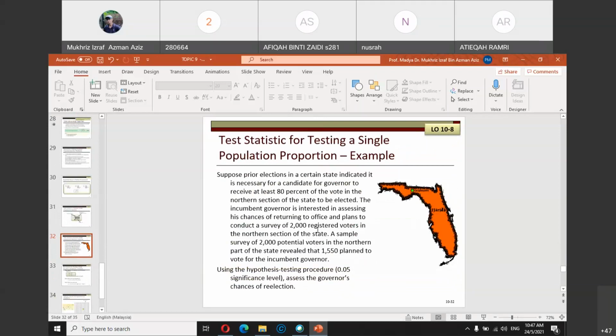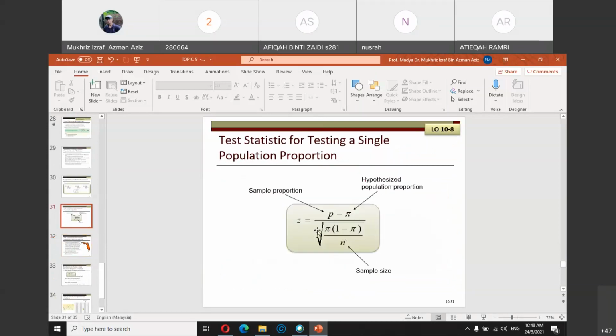So I'm just going to be very brief in this part, because everything else is the same. The only change is the formula to calculate the Z value: P minus pi, where P is the sample proportion minus the population proportion, divided by the population proportion pi times 1 minus pi. If pi is, let's say, 0.3, this will be 0.3 multiplied by 0.7 divided by the sample size. We take the square root, and then you solve, and you should get your calculated Z.